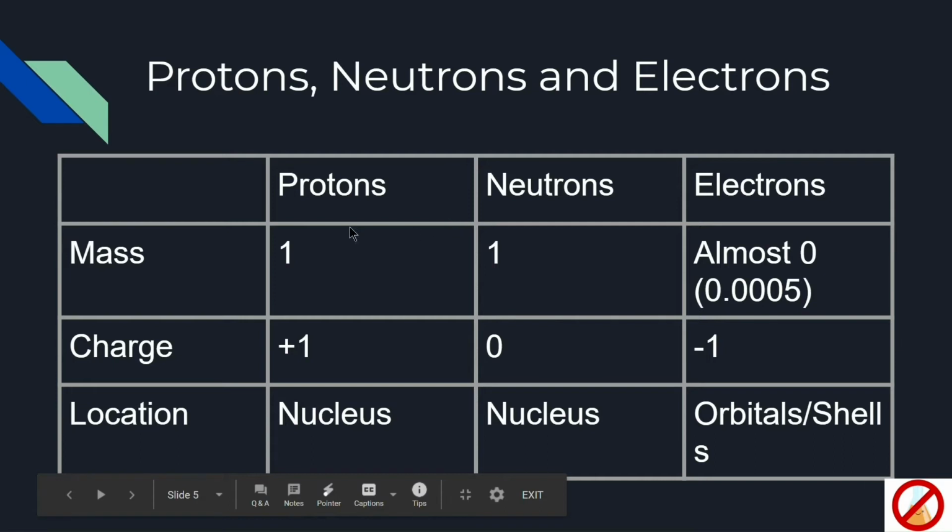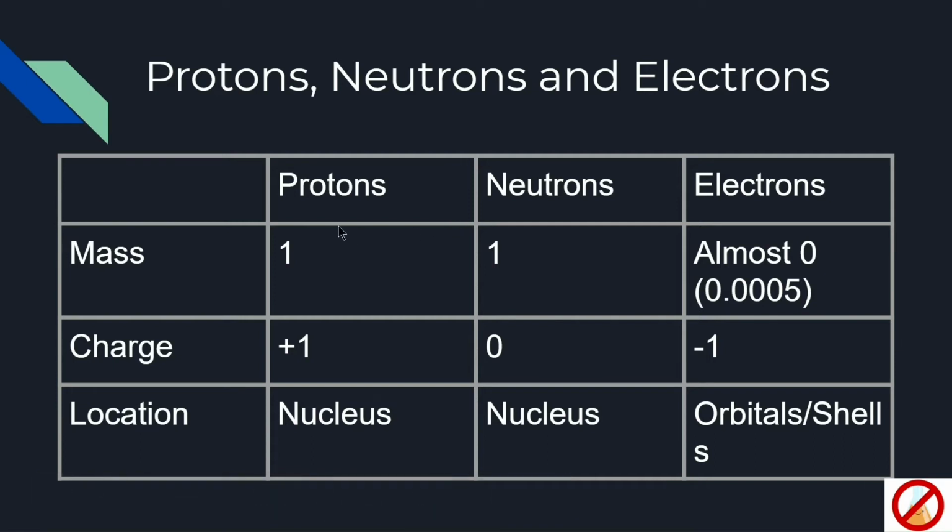Right, so now let's get into the mass. What you have to remember is protons and neutrons both have a mass of 1. Comparing these 2 together, they have around the same mass, whereas for electrons the mass is around 0.0005, which is almost negligible. So we can just call it electrons having 0 mass.